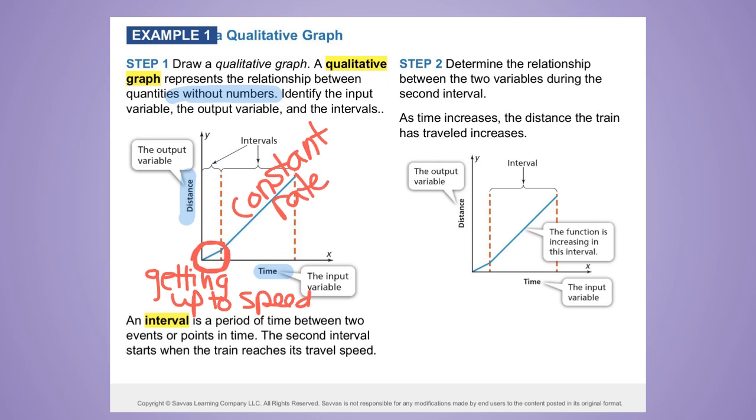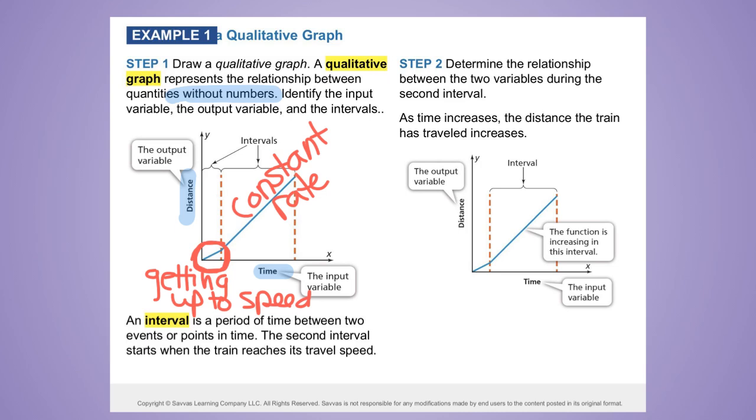You're going to notice that we have a vocabulary word here, and that's the word interval. And it simply means that this is a period of time between two events. So our first interval is from the beginning of the train to when it gets to its speed. And the second interval is the constant rate of speed.